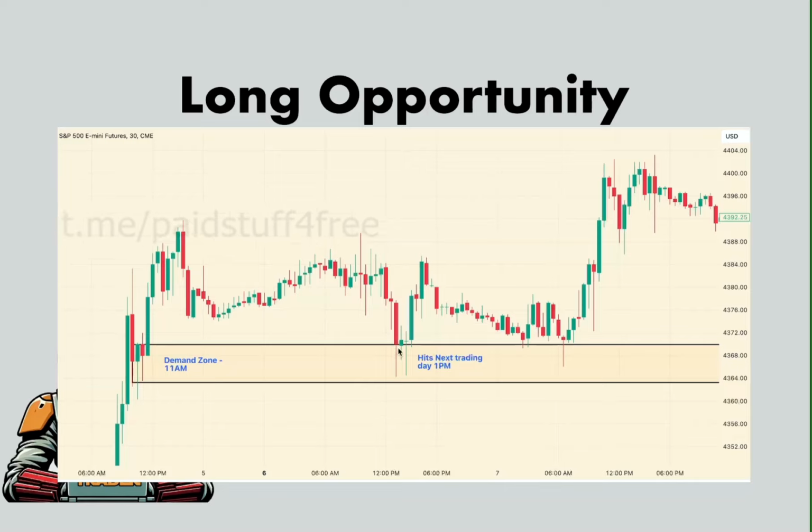And then this is the next day. This is on a Monday, and we want to look for a trade entry. So we wait at 1 p.m. here. The S&P comes back down to this demand zone. So we take a trade here. We set our stop loss at the bottom of the zone.